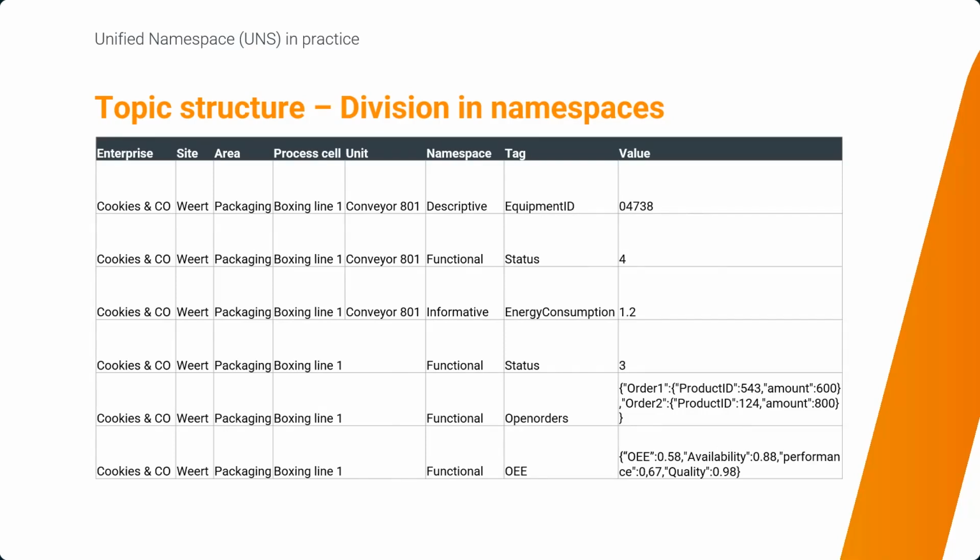So the boxing line 1 here has a functional status of 3, but in general, that could be 4 booleans coming from the PLC that say running, in production, stopped, error. And all of that we recalculate into a functional tag called status. So that's how these different namespaces are being set up. Well, so this is an example where we use the namespaces as a division.